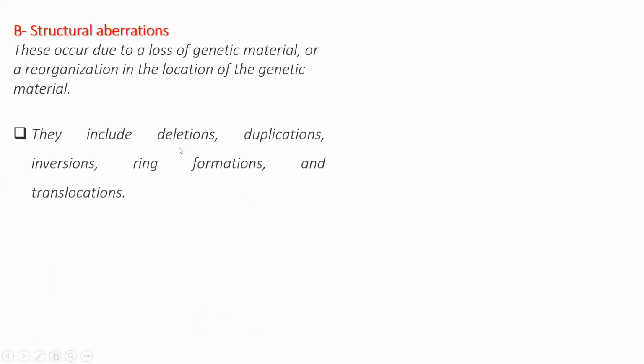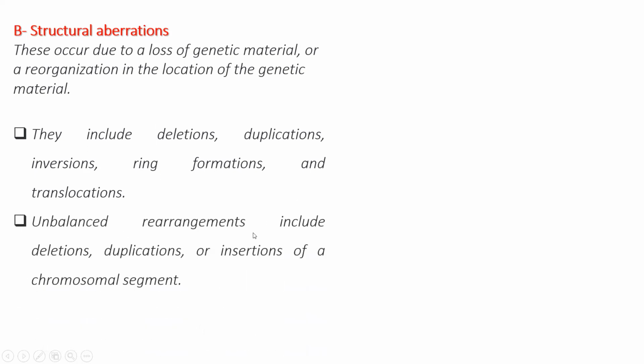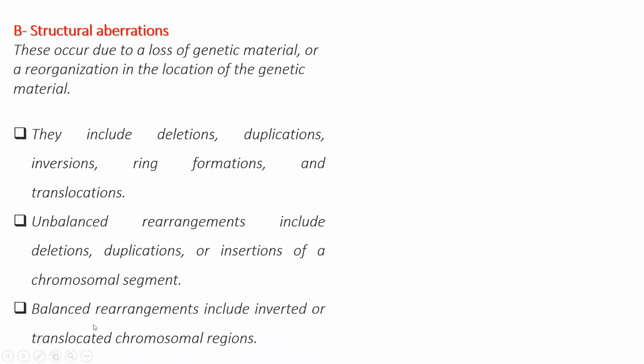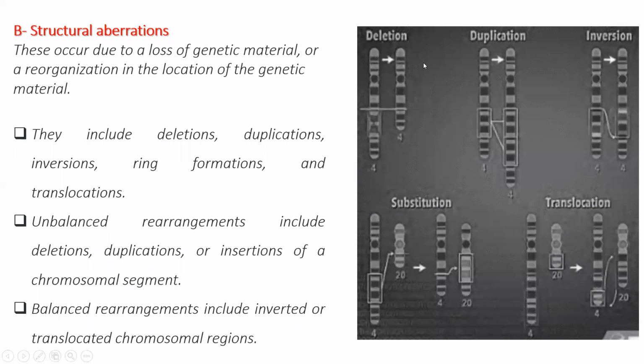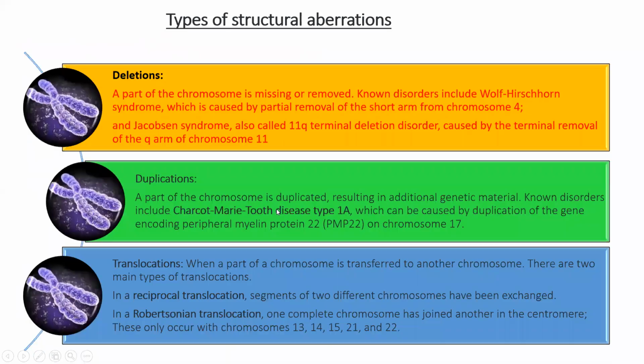So here it includes deletion, duplication, inversion, ring formation and translocation in the chromosome. Unbalanced rearrangements include deletion, duplication or insertion of a chromosomal segment, while balanced rearrangements include inversion or translocation of a chromosomal region. So if you observe the structural aberration, you can observe deletion, duplication, inversion, substitution and translocation. These are the different types of structural aberration. So we'll see the types of structural aberration.